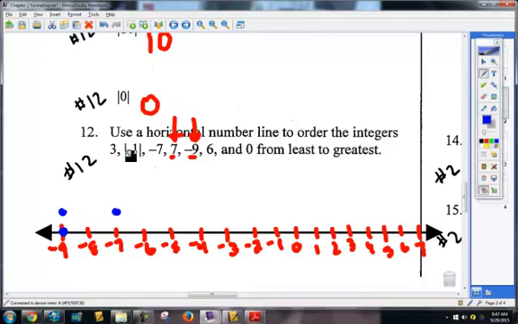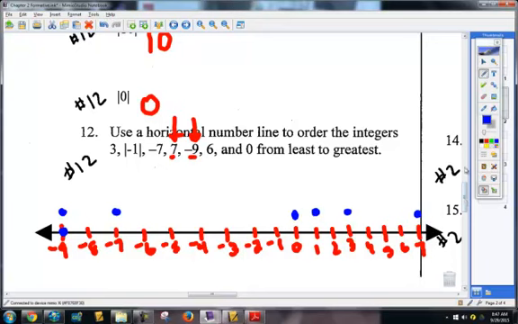We'll keep going here. What is the absolute value of -1? 1, so you put a dot there. Okay, 3 has a dot. -7 has a dot. +7 is going to have a dot. -9, 6, and then 0. You could do it like that.